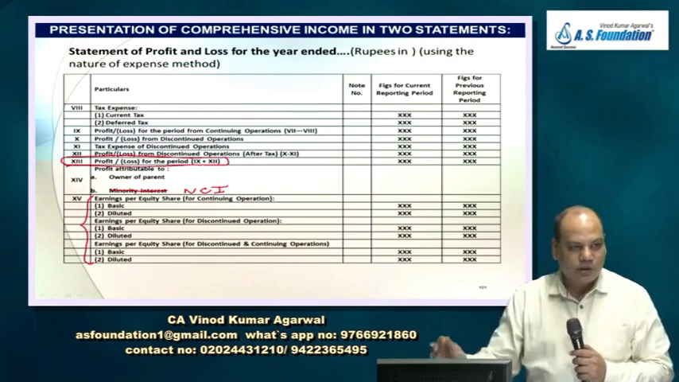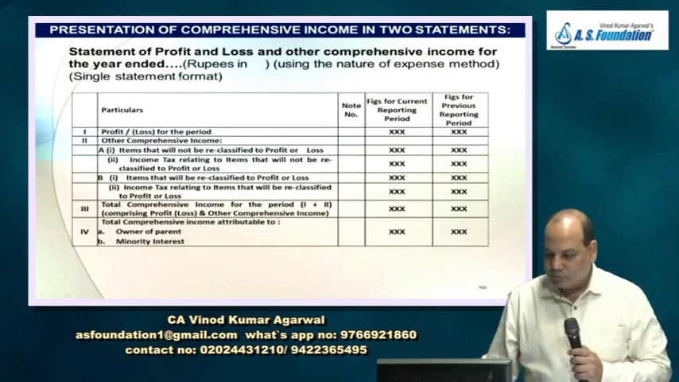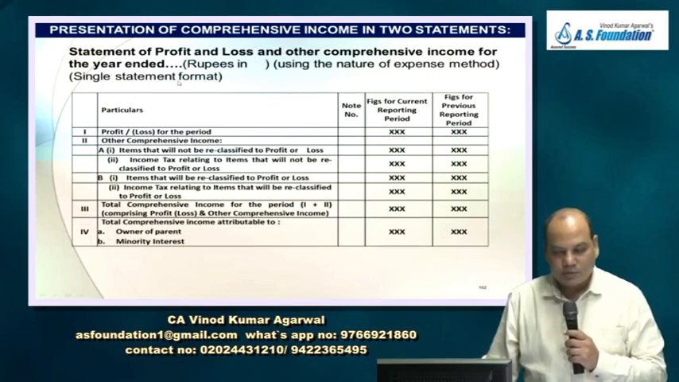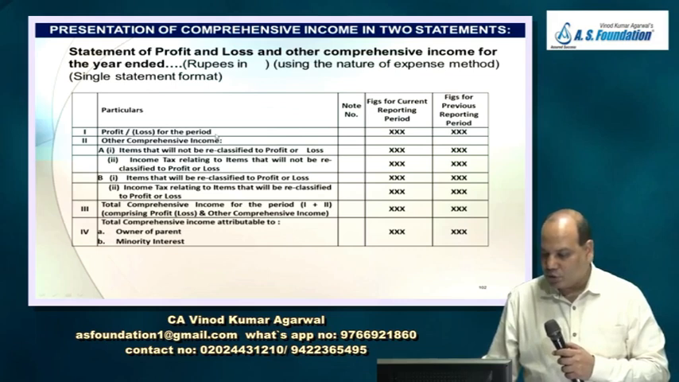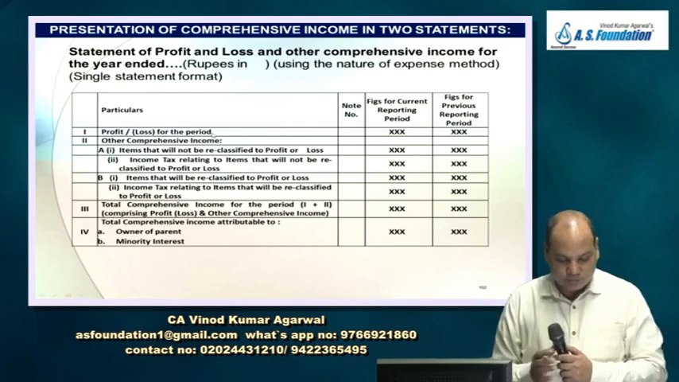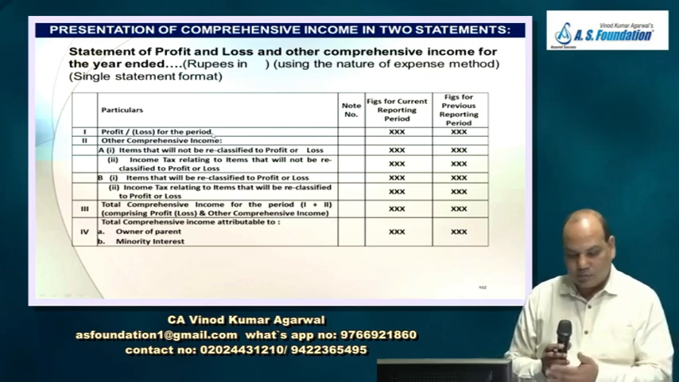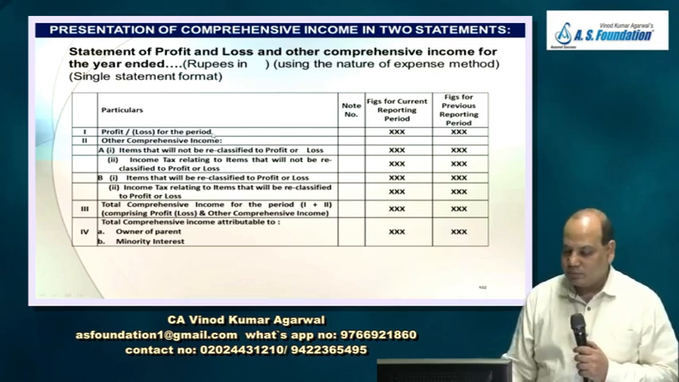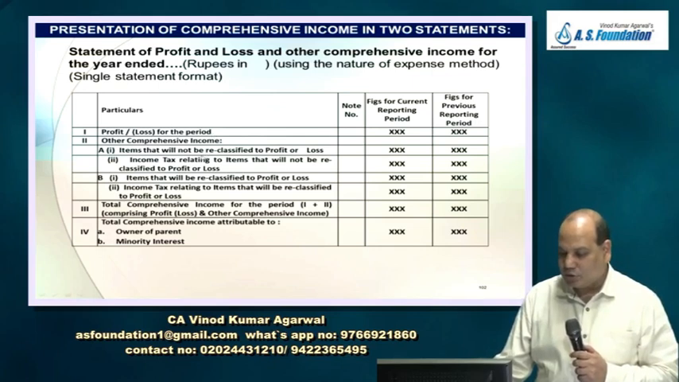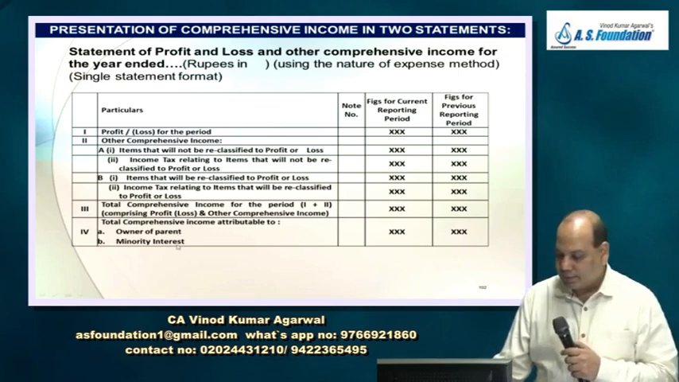this you will transfer to the next format now, which we'll call statement of profit and loss and other comprehensive income for the period. Start from profit or loss for the period. This figure you will take from point number 13 of the previous statement, and then divide all those other comprehensive income items into two parts: which are not going to be reclassified to profit and loss and which are going to be reclassified to profit or loss, right? And then you will get the total comprehensive income.